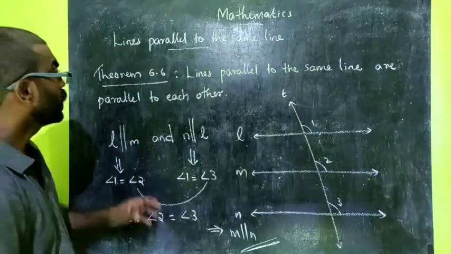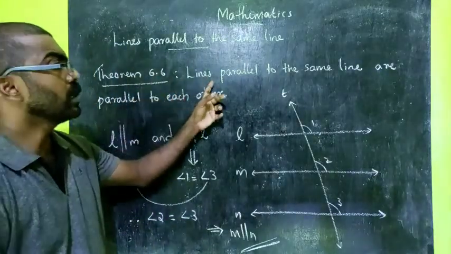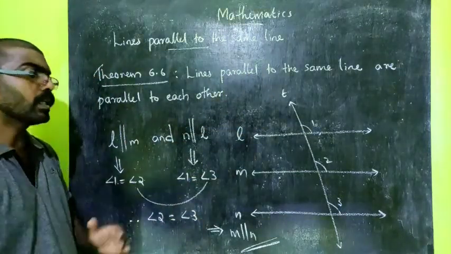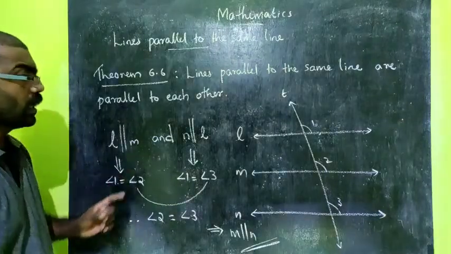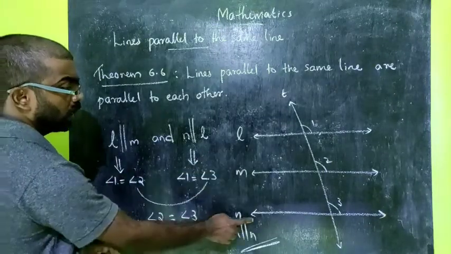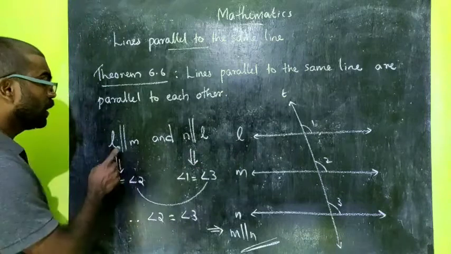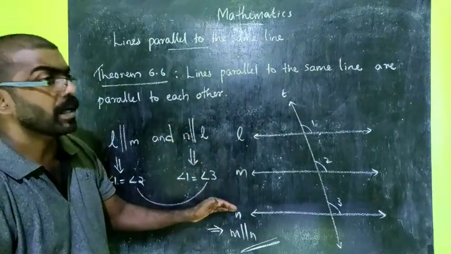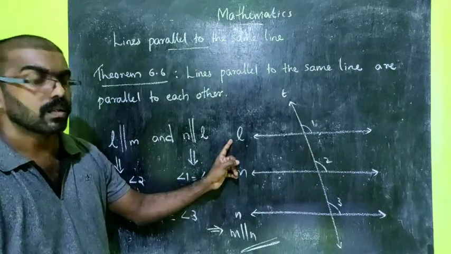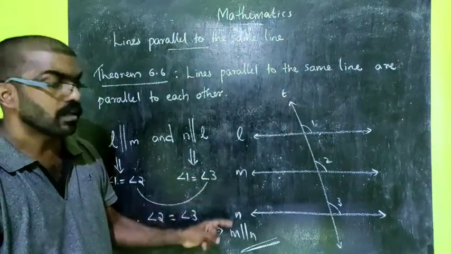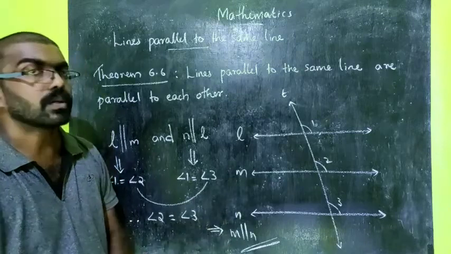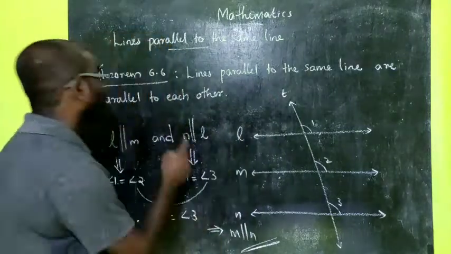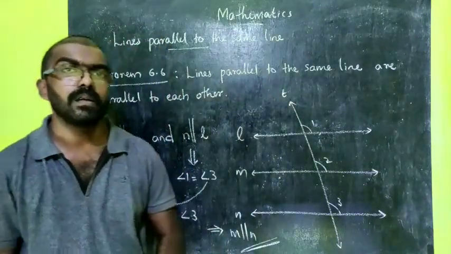So this is given in theorem 6.6. Lines parallel to the same line are parallel to each other. Here the line M is parallel to L and N is also parallel to L. So here the lines M and N are parallel to the same line L. So what we can conclude, they are parallel to one another. M is parallel to N. I repeat, lines parallel to the same line are parallel to each other. Understood?